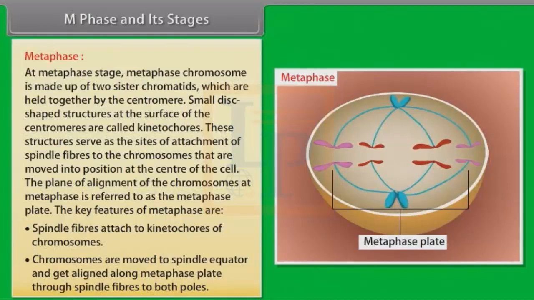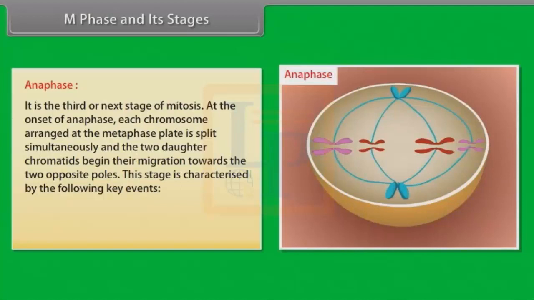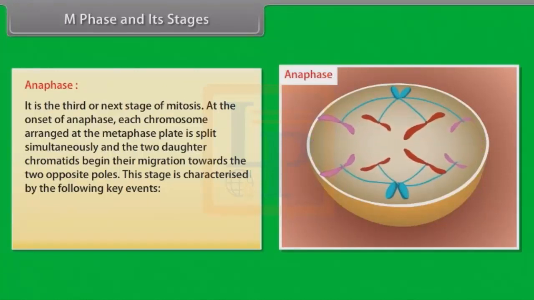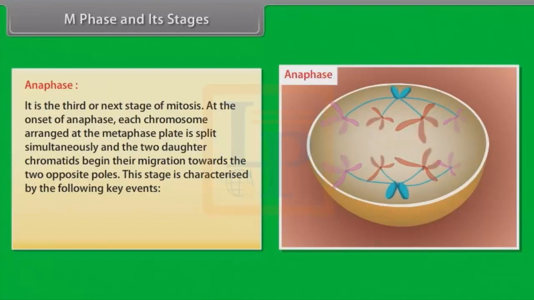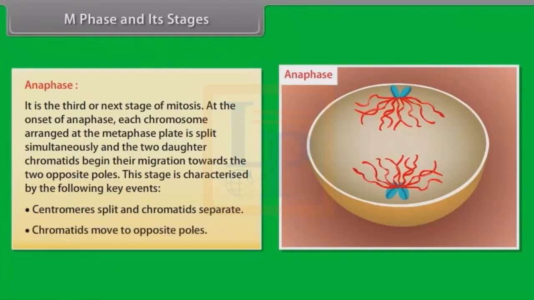Now let us know the next stage of mitosis, that is the anaphase stage. It is the third stage of mitosis. At the onset of anaphase, each chromosome arranged at the metaphase plate is split simultaneously and the 2 daughter chromatids begin their migration towards the 2 opposite poles. This stage is characterized by the following key events. Centromeres split and chromatids separate. Chromatids move to opposite poles.